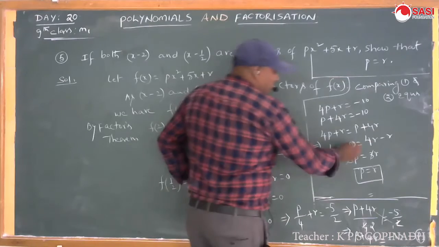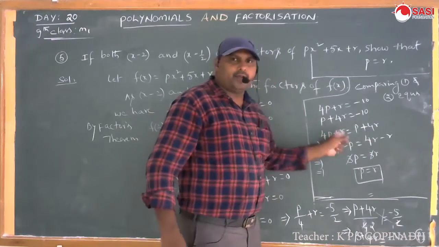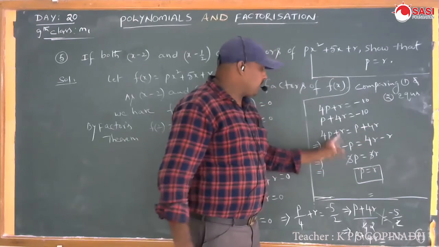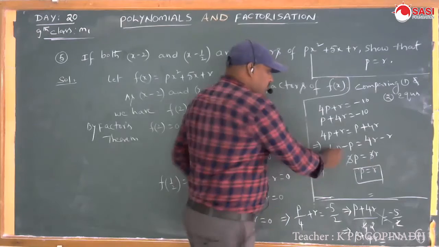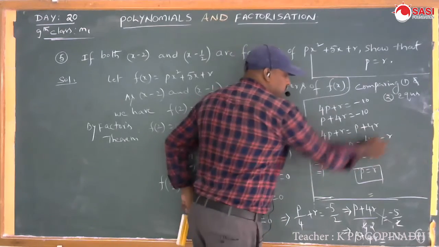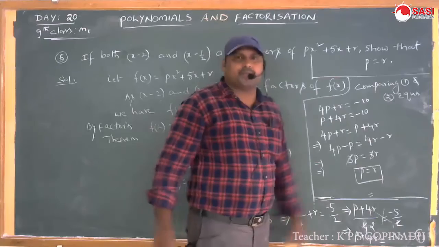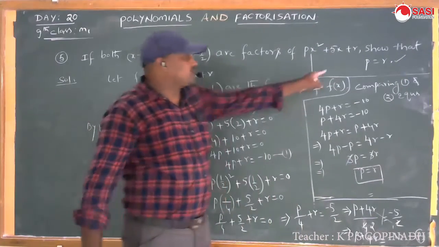Now we collect all the p terms on the left side and all the r terms on the right side. So plus p changes into minus p, and plus r goes to the right side, so plus r changes into minus r. 4p minus p, 3p. 4r minus r, 3r. Here 3 cancels. So finally we got p is equal to r. So what was asked? Show that p is equal to r.